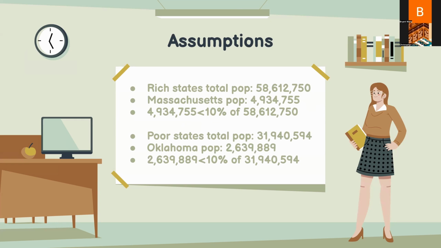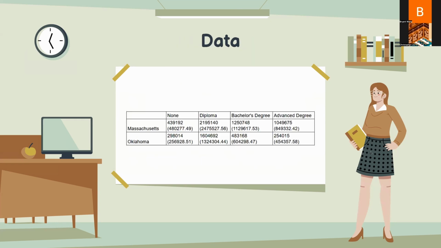Similarly, the total population of the poor states is 31,940,594, and the population of Oklahoma is 2,639,889, which is also less than 10% of the total.